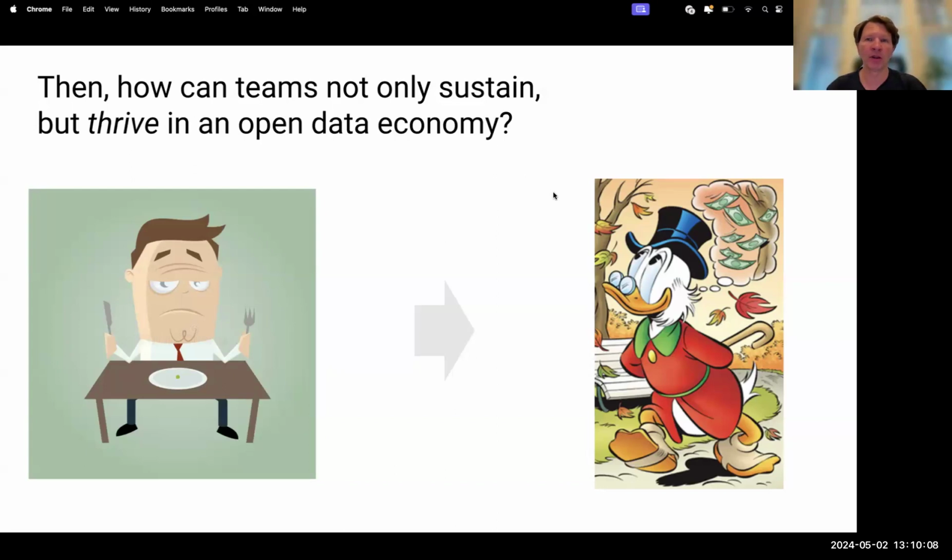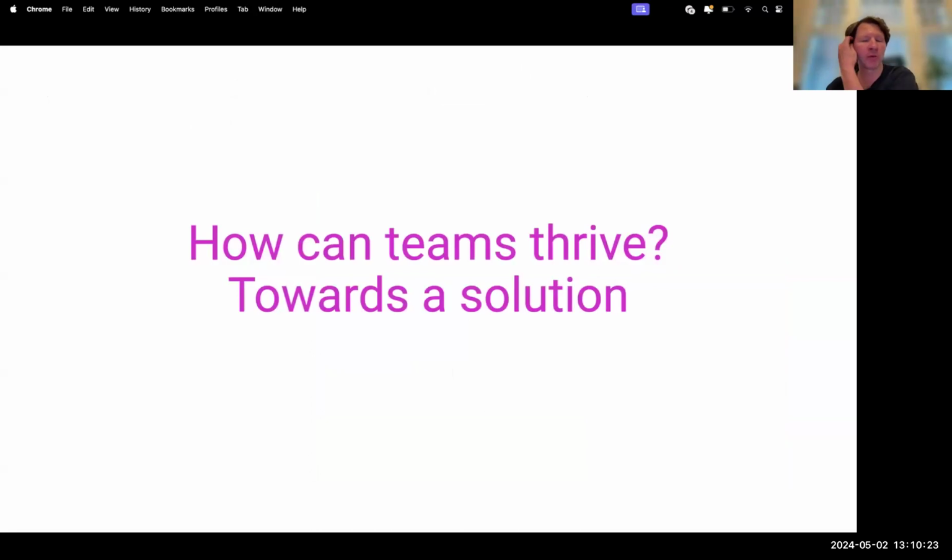So how can teams not only sustain but thrive in this open data economy? Those are questions we've asked ourselves over the years, but really started asking in earnest about 2 years ago. So let's talk about a solution.